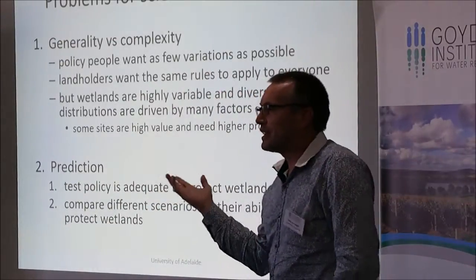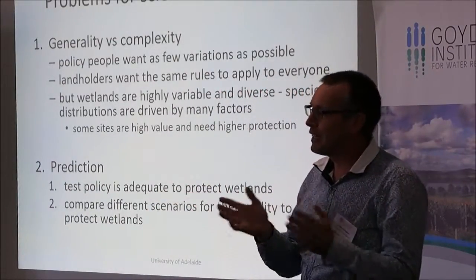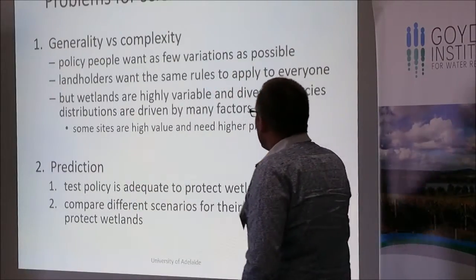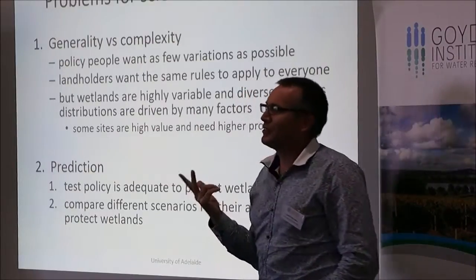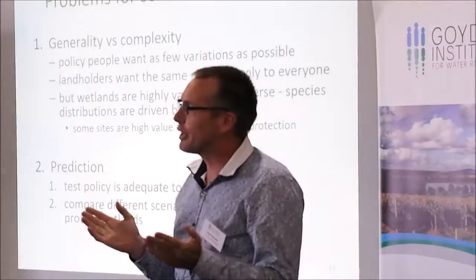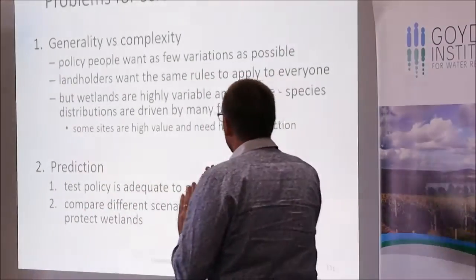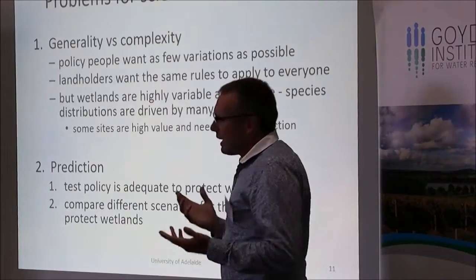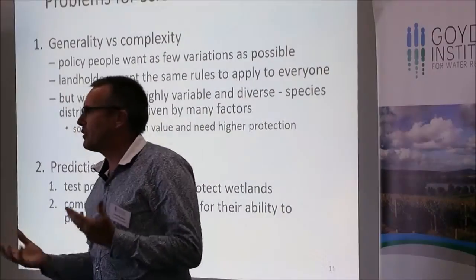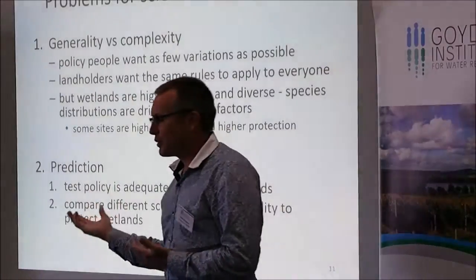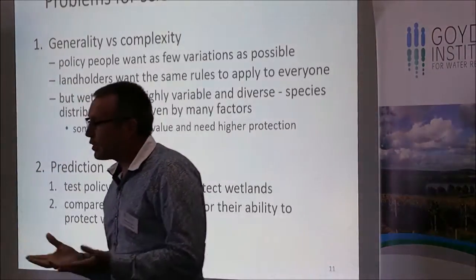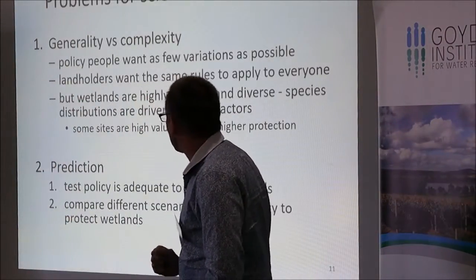Because within this region, there's 17,000 wetlands. You can't apply the models to all of those. You need some generalisation. So we need as few variations as possible, but we need equity. So we need the same rules applying across the place and try and equitably divide the resource. The wetlands are highly variable though, so we've got different diversity, we've got different species, we've got different connection with groundwater, we've got different salinity. So how do we come up with proper tools to evaluate and manage in that sort of scenario?